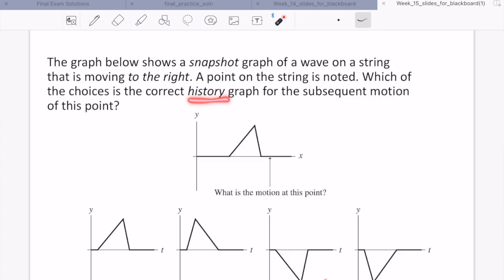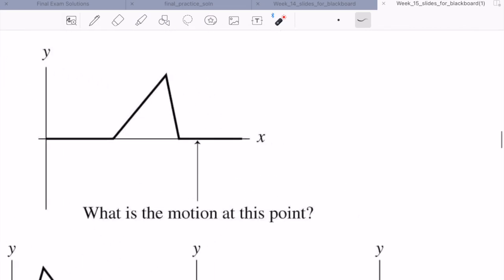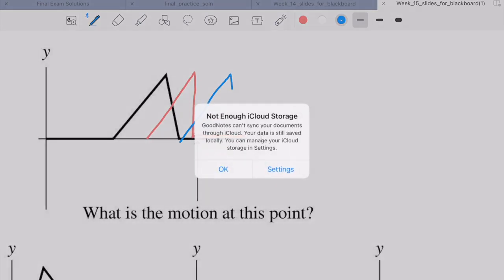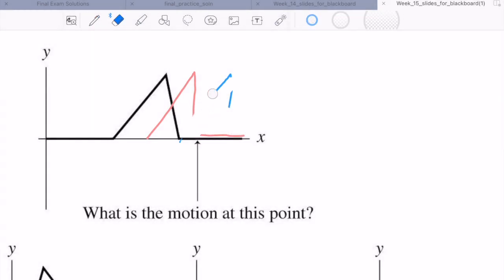The history graph, once again, will show you how individual particles throughout that medium will move. Do they move upwards? Do they move downwards? What happens? So if I were to draw different time intervals, like this was time 1. This is time 2. Let me draw that in a different color. That's not good. All right, hold up. I want to draw this in a way that makes it easier to see.